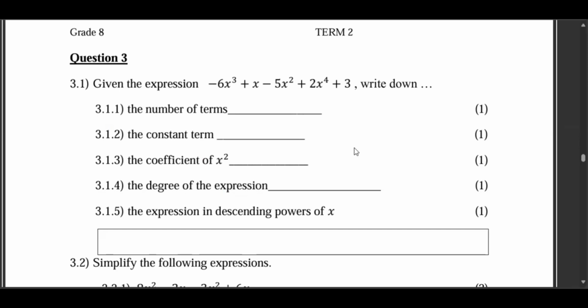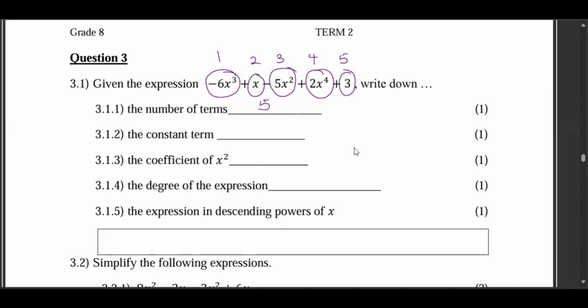negative 6 times x to the power 3 plus x minus 5x to the power 2 plus 2x to the power 4 plus 3. Write down. What do they want us to write down? They want us to write the number of terms. This is a term. This is 1. This is a term. So 2. This is a term. So we have 3. This is a term. 4. And this is a term. 5.